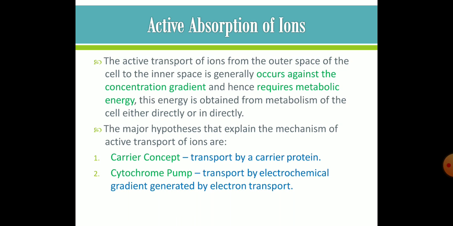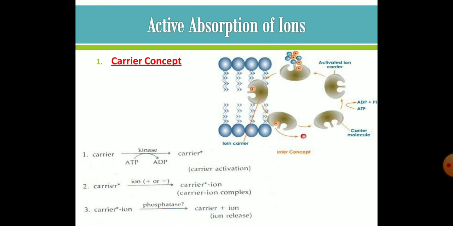The next one is the cytochrome pump theory. Here the transportation is by the electrochemical gradient generated by the electron transport. Through this also there will be a cytochrome that helps for the active absorption of the minerals in the plant. The first one is the carrier concept theory.